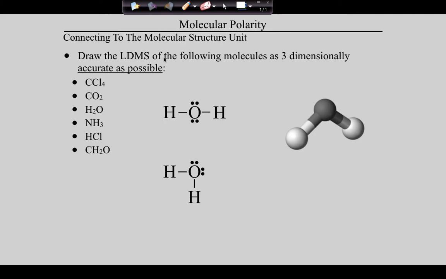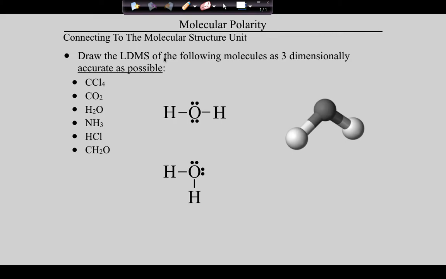So guys, we are going to draw these molecules as three-dimensionally accurately as we can. So we're not going to allow ourselves to do what's on top. We're going to draw it so it looks bent. Do you see how we're sort of just connecting the two? All right. So guys, you're good on water?